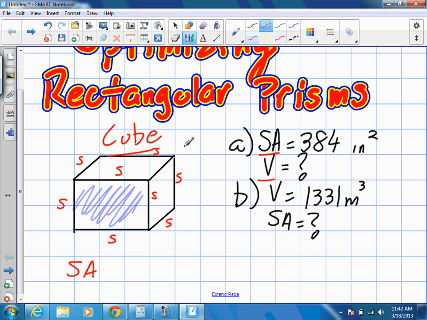So surface area of our cube is equal to, how do I find the area of one of the faces? Base times height. Now the base and the height are the exact same thing. So if I represent it with S, what operation would you use? S squared, right? You're just going to multiply S times S. And because there are 6 sides to a cube, we then multiply that value by 6. So the surface area of a cube is equal to 6 times S squared.